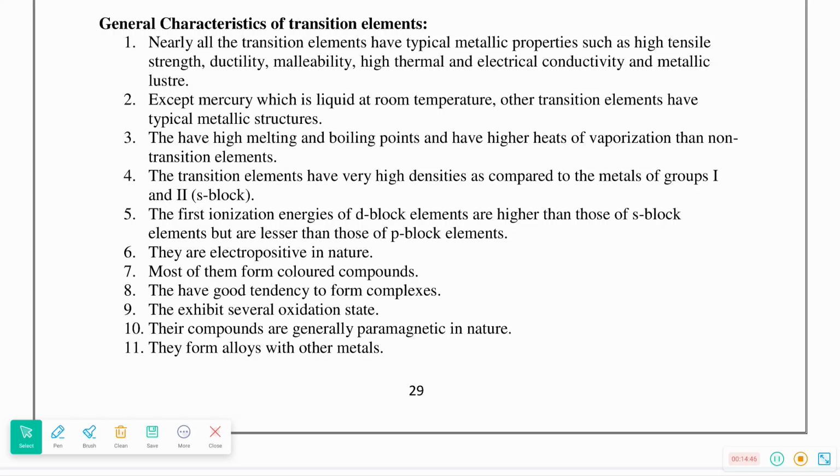Very high density. How to calculate density? Density is equal to mass divided by volume. Density and mass are directly proportional.